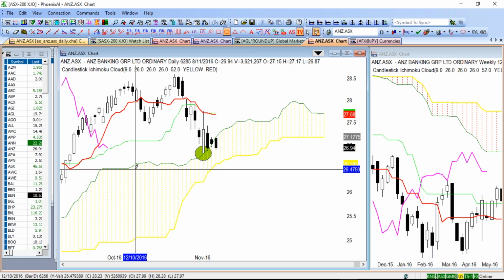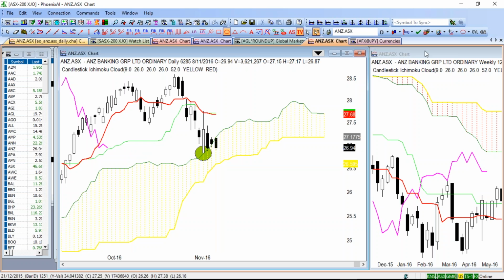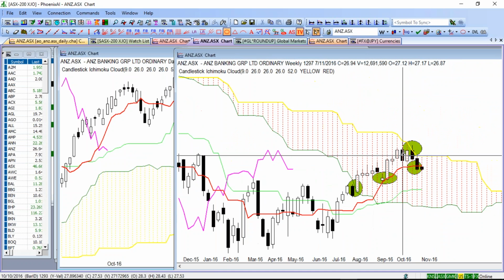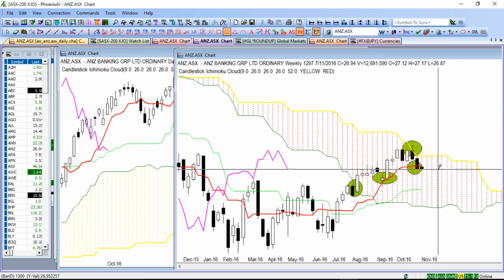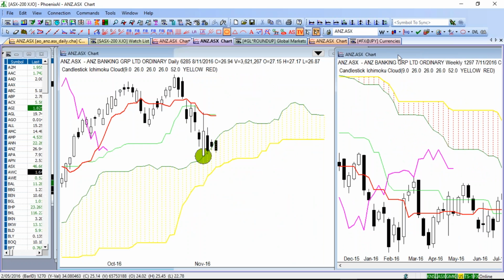So you now need, in all good trading applications, you need time frames to confirm each other. We need to find support on the daily and support on the weekly on the Ichimoku system to be considered bullish on any future moves in here, and that can show up tomorrow, next week, in the next couple of weeks.